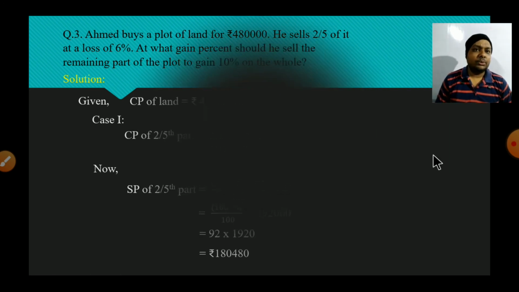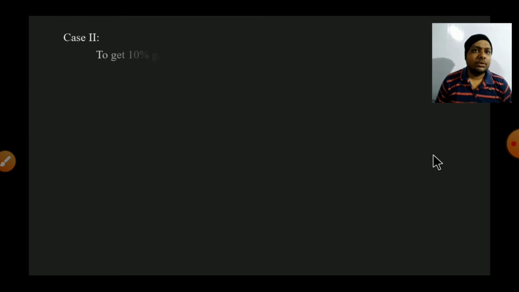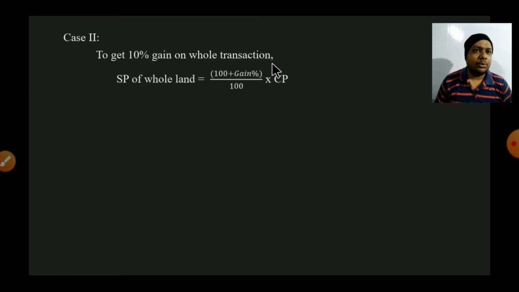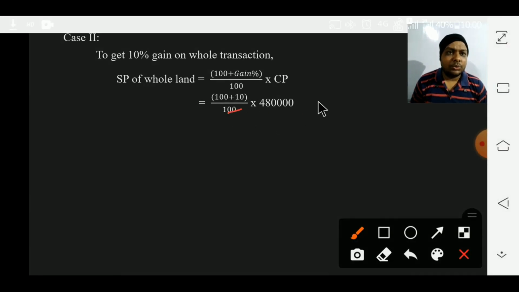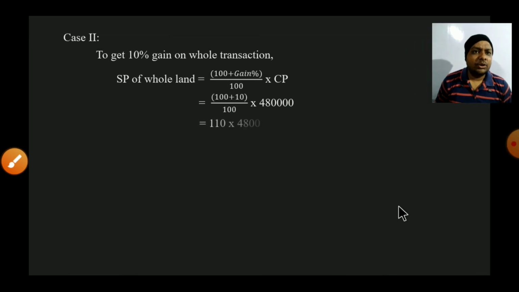Okay, now to gain 10% on the whole transaction, SP of whole land will be equal to what? 100 plus gain percent by 100 into CP. Here gain percent we will put 10% and here CP we will put total CP. It means 4,80,000. Let's put the value here. Now 2020 again cancel. 100 plus 10, 110 into 4,800. Now we will multiply it. Then what will we get? We will get rupees 5,28,000.